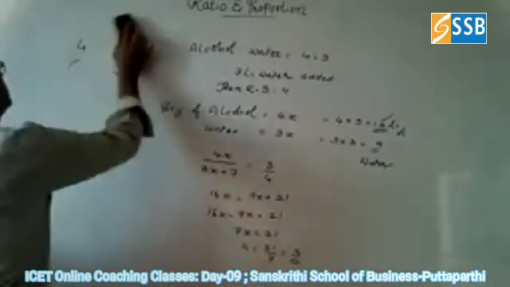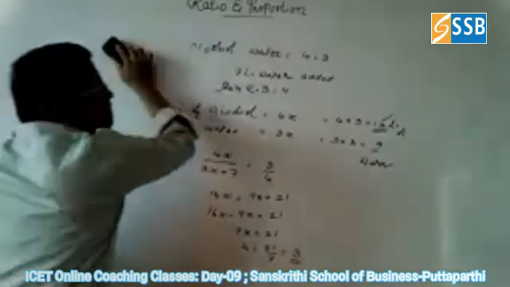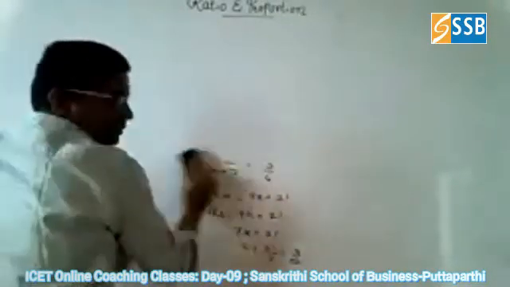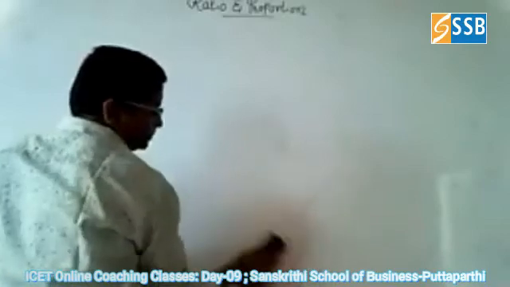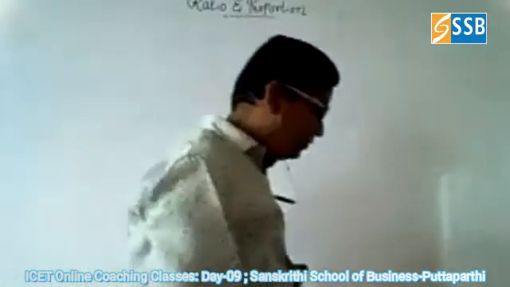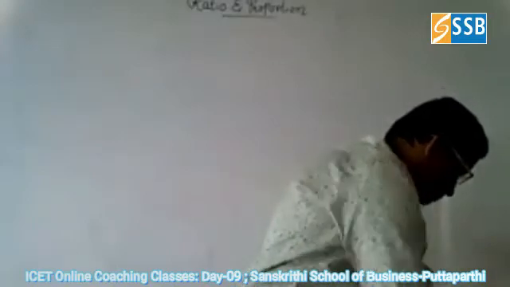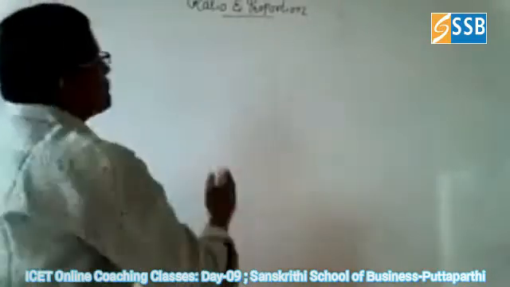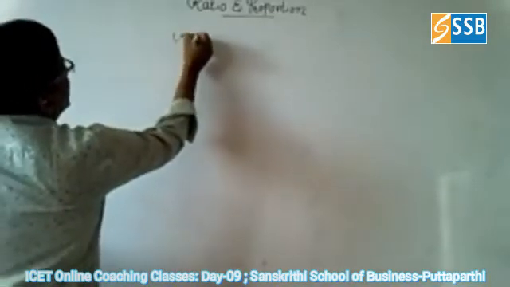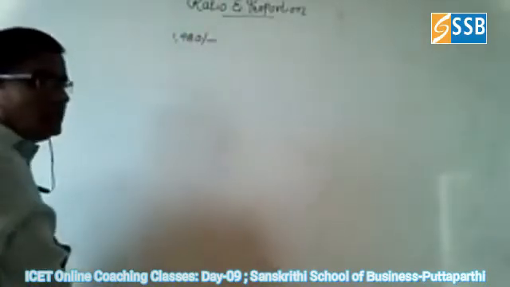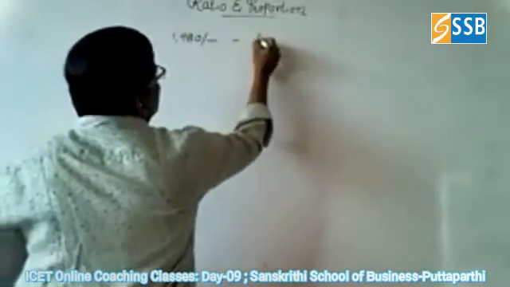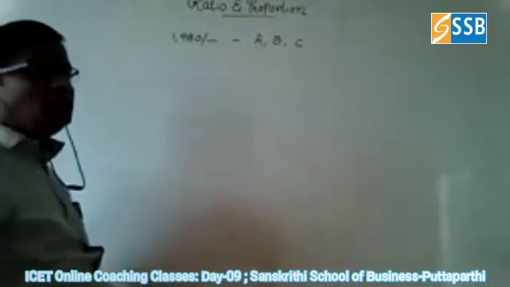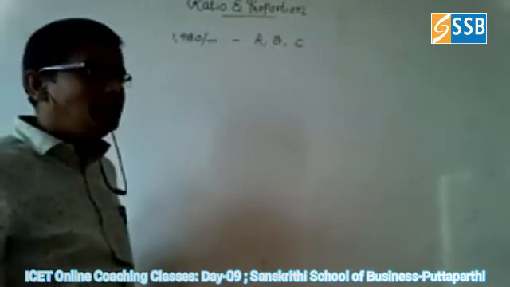Okay, next. Now we go for one another problem. An amount of 1,980 rupees is divided among 3 persons A, B, C.